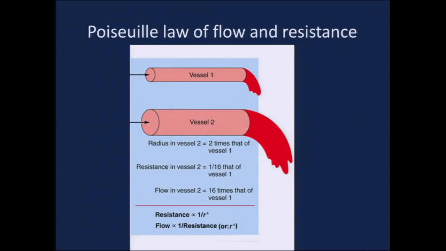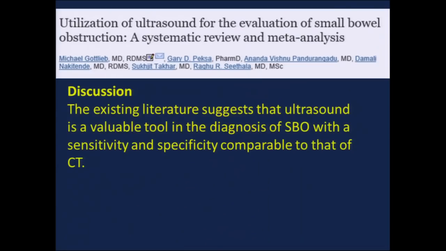So remember, as I described, the dilated loop was 2 centimeters and the constricted part of the intestine was 1.5 millimeter. You have almost a 10 times difference between the dilated loop and the constricted one. So 10 times means a 160 times increase in resistance compared to the dilated and constricted loops.